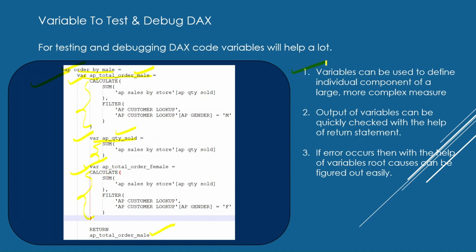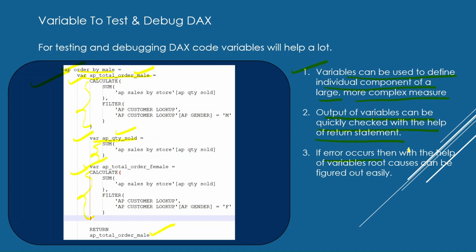Let's discuss this one. The variable can be used to define individual components of a large or more complex measure. So whenever there is a measure where an individual component is very large and complex, we define a variable and store the output of that complex expression in that variable. The output of the variable can be quickly checked with the help of a return statement. Suppose we have defined a hundred variables and want to check the output of a particular variable, just put that variable in the return statement. It will provide the value of that variable only.